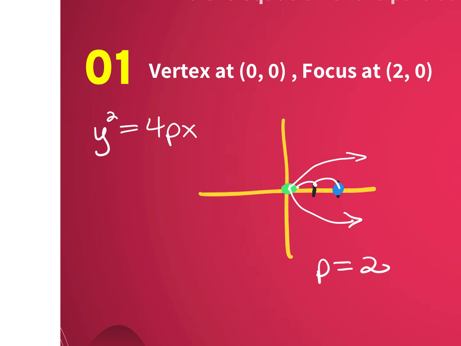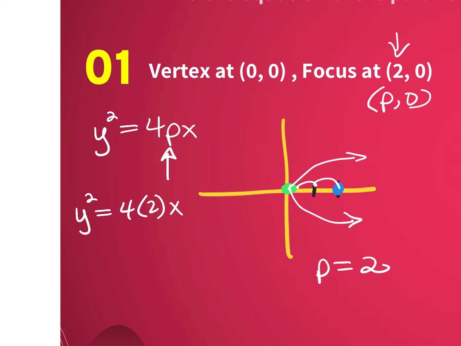If you remember, when your vertex is at 0, 0, this is p, 0. So right here, it's telling me what p is. But you could also count the little spaces. So now what I'm going to do is replace the letter P here with a 2. So 4 times 2, and then leave the x. And then all I have to do is multiply 4 times 2, and there's my equation. So y squared equals 8x.